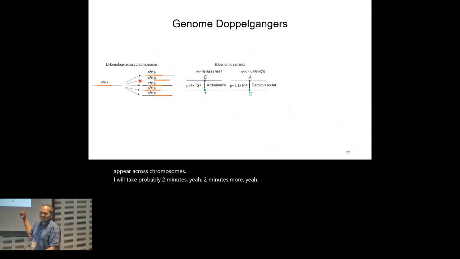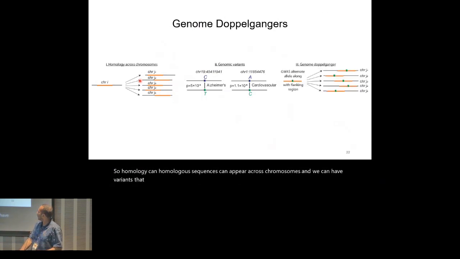So homologous sequences can appear across chromosomes, and we can have variants that can lead to phenotypic changes. Now think of some of these variants: they can also appear across chromosomes. And if you think of the alternate allele, possibly they could be appearing across chromosomes as well.